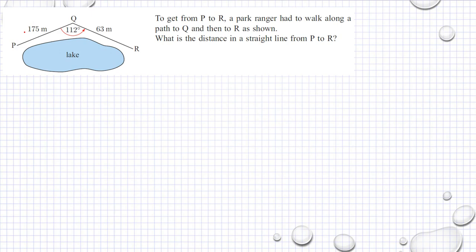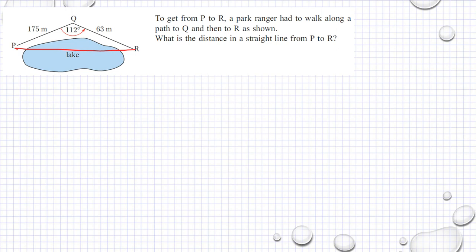Okay, let's solve some more examples. For example here, to get from P to R, a park ranger had to walk along a path to Q and then to R. As you can see here, from P to R, a path to Q to R.